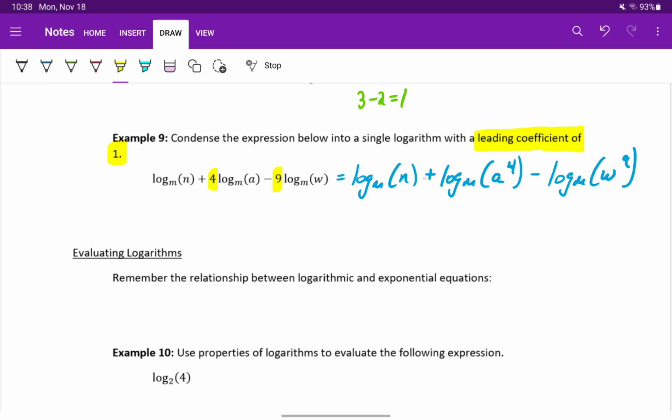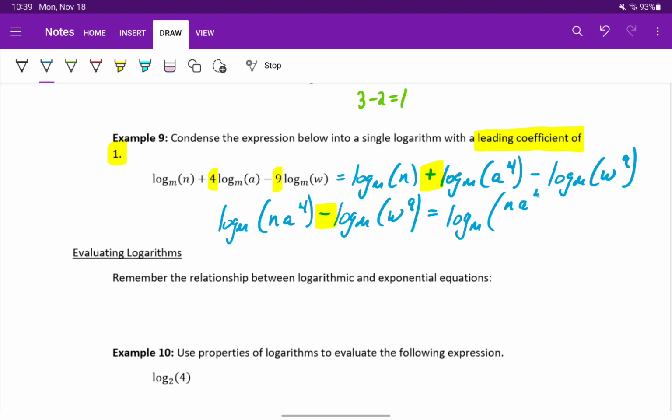Now that we've taken care of those coefficients, we can look at combining the first two log statements using multiplication. And then our last step will be to combine the remaining two log statements using division. So we'll end up with the log base m of n times a to the fourth divided by w to the ninth power.